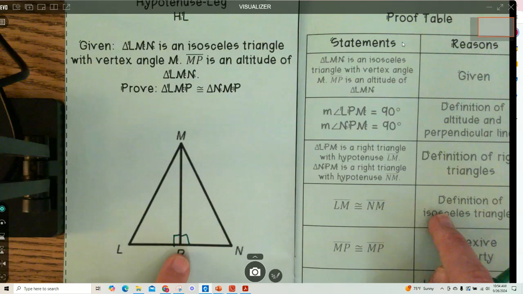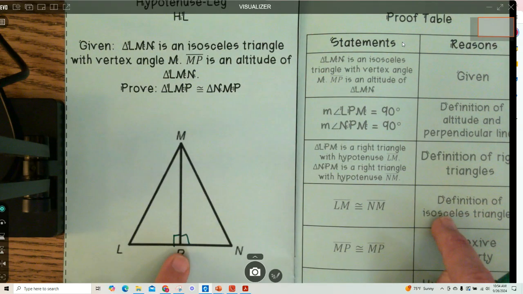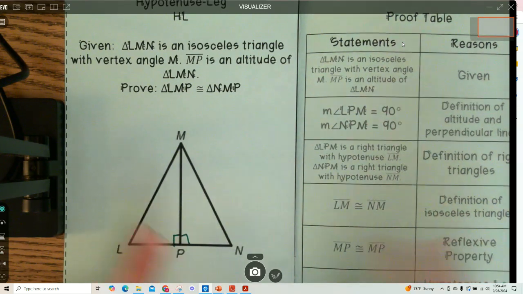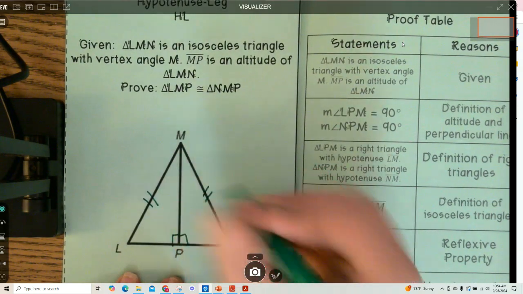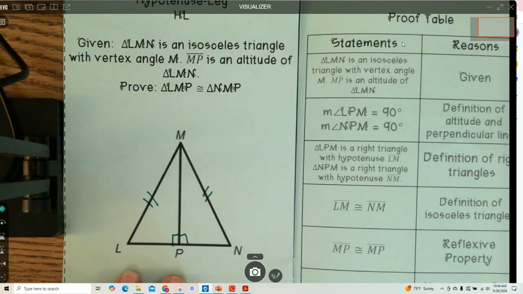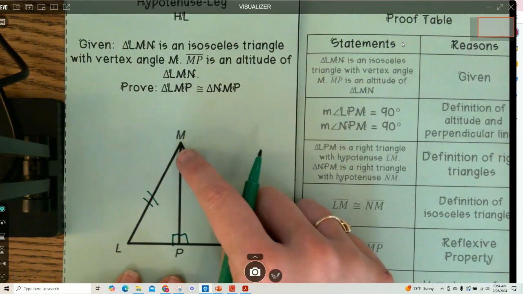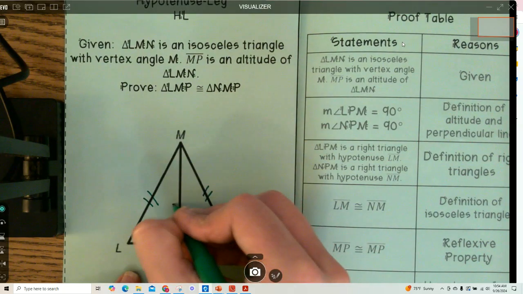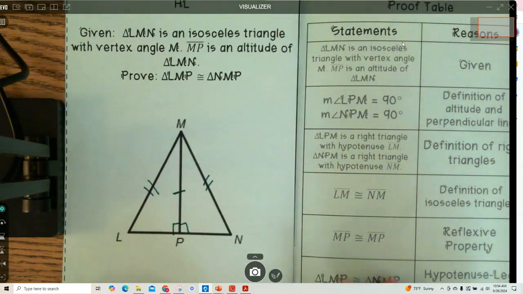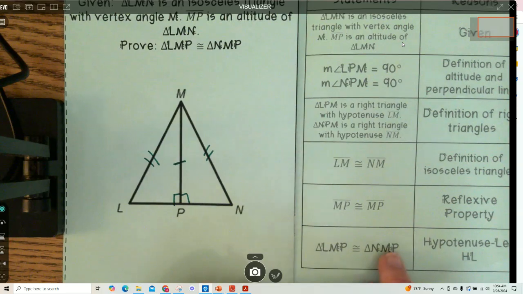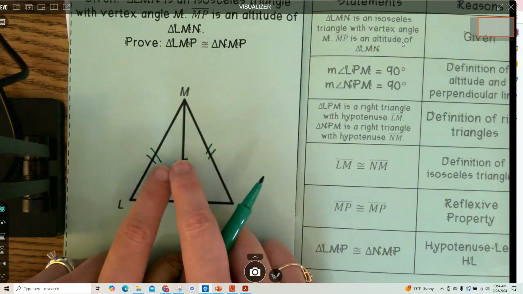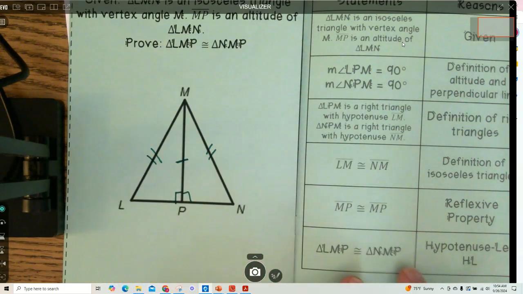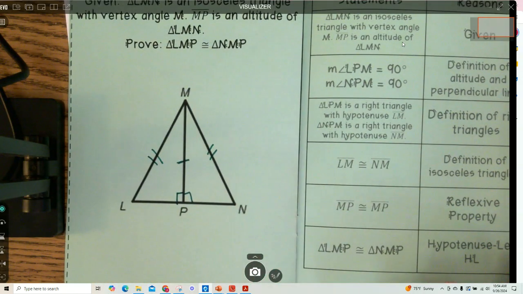So the definition of an isosceles triangle is two sides have to be the same. So if these are both the hypotenuse, then this side has to measure the same as this side. That's the definition of an isosceles triangle. And MP, this side, is going to be the same for both triangles. That's the reflexive property. They share that side. So now we have the hypotenuse leg. We've got a right angle. They have the same hypotenuse, and they have a same leg. And that proves that these two triangles are congruent.